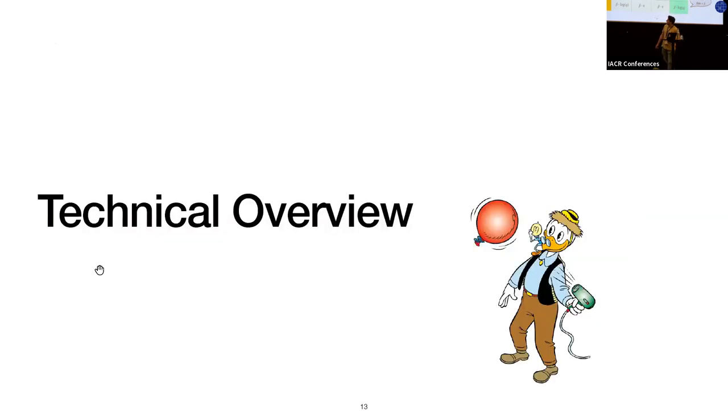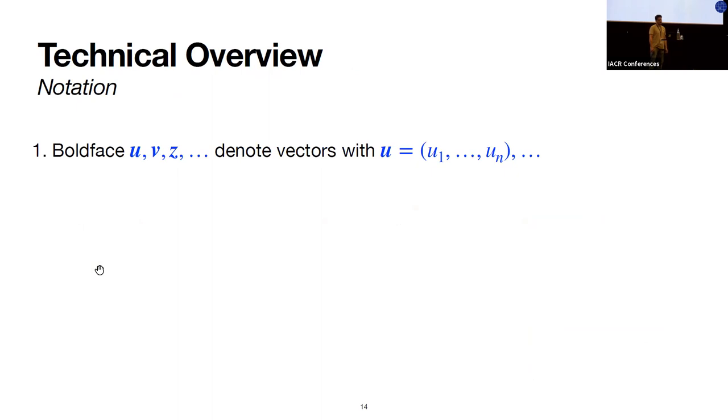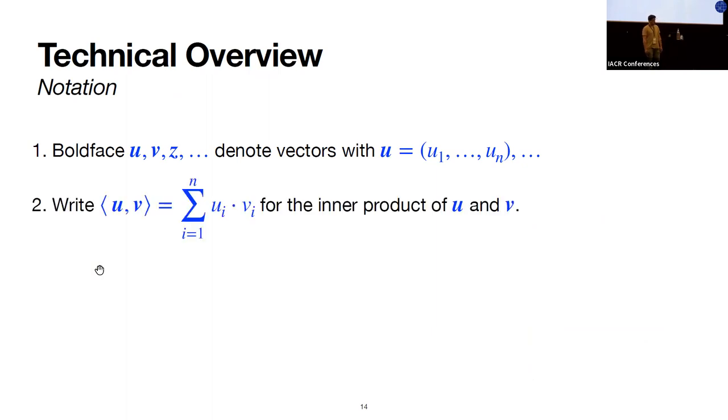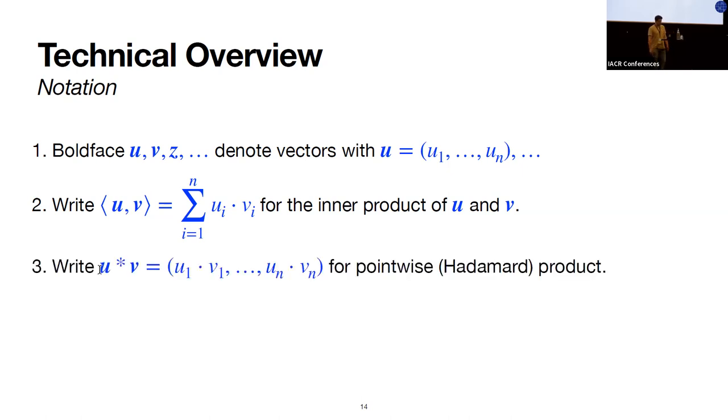Good. So in the remainder of the talk, I'm going to give you the technical overview. First, I want to introduce the following notation. I'm going to denote vectors with boldface letters and the coordinates with non-bold letters. For the inner product, I'm going to use pointy brackets. And I will write U star V for the pointwise product of two vectors, also known as the Hadamard product. So U star V is a vector.